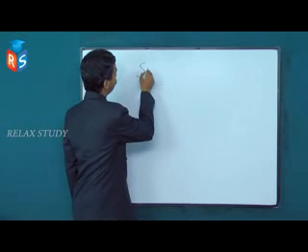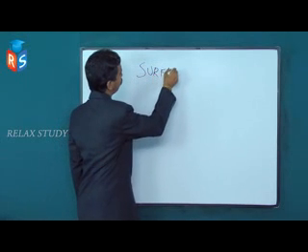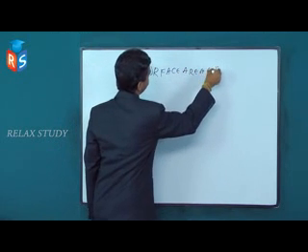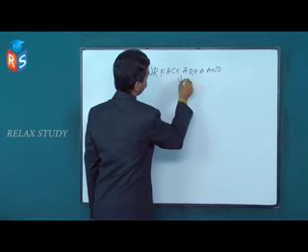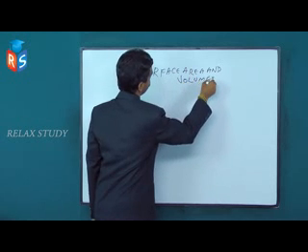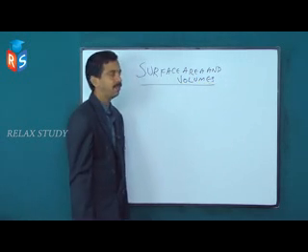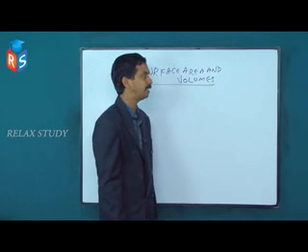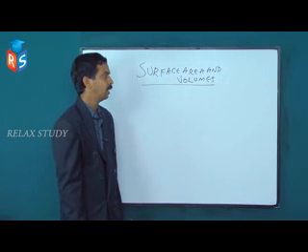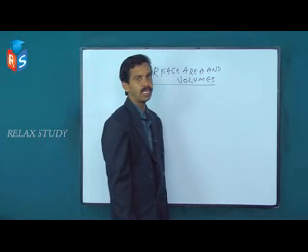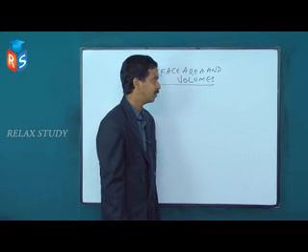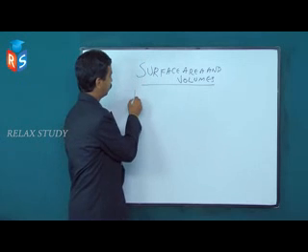You have a chapter, surface areas and volumes. Here we are dealing with the surface areas and volumes of some of the mathematical figures such as cuboid, cube, right circular cylinder, hollow cylinder, sphere, hemisphere, etc. First we are taking the introduction.